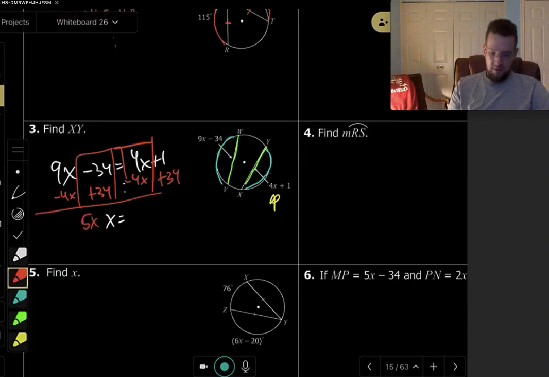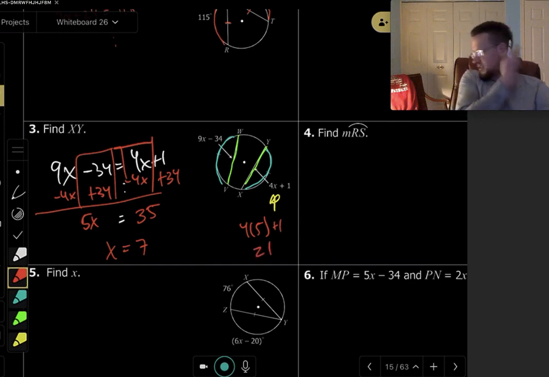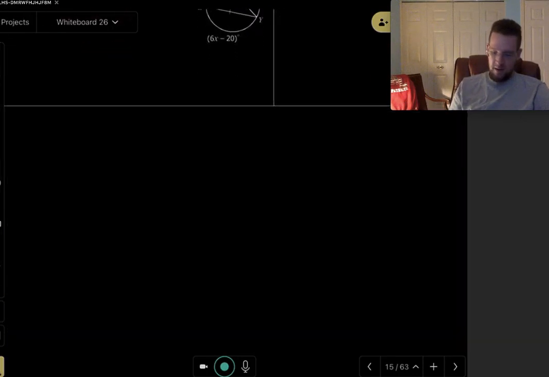So here we have 5x, not 5xx. 5x is equal to 35. Divide both sides by 5. We find x is 7, and this is 4 times x plus 1, so that's going to be 29. So just some reminder of how algebra works. Not that most of us need to be reminded. Let's look at something else.